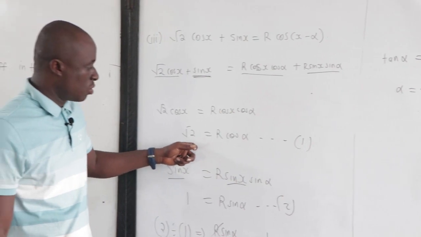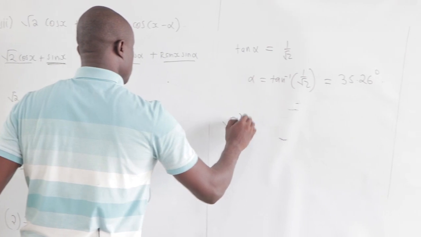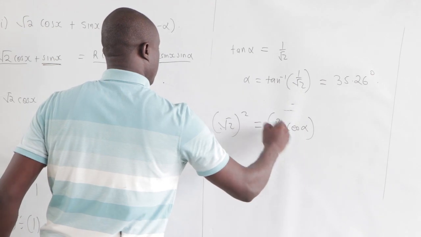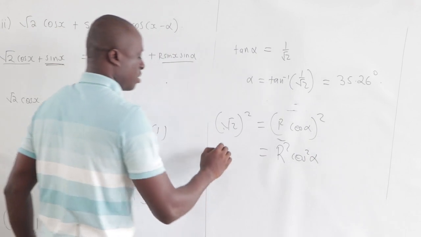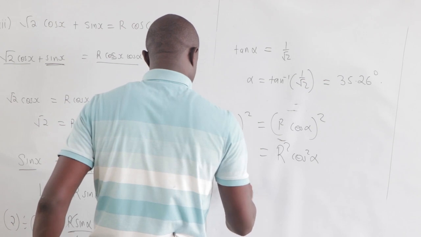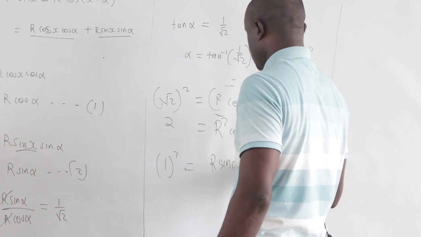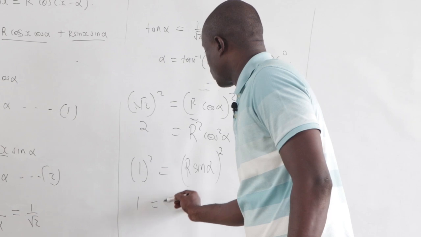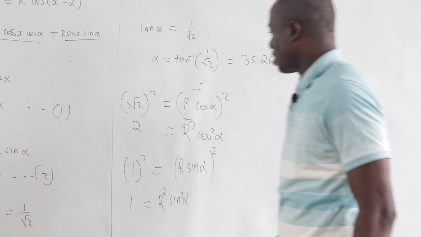Now what can we do? When we square 1, then we square 2. When we square 1, what are we getting? We get root 2 squared equal to r cos alpha all squared. And this is just r squared cos squared alpha. And this is just giving us 2. Also squaring the second one, you have 1 squared equal to r sin alpha all squared. And this is just 1 equal to r squared sin squared alpha.